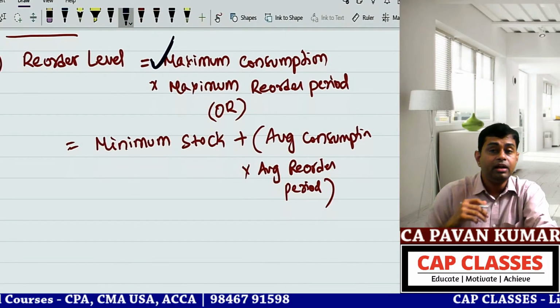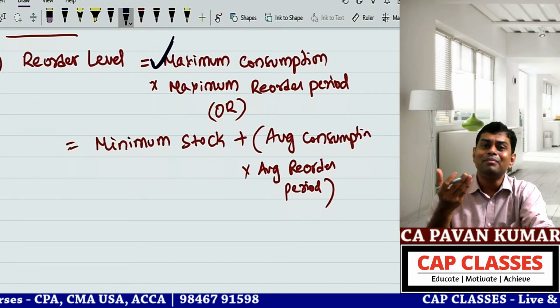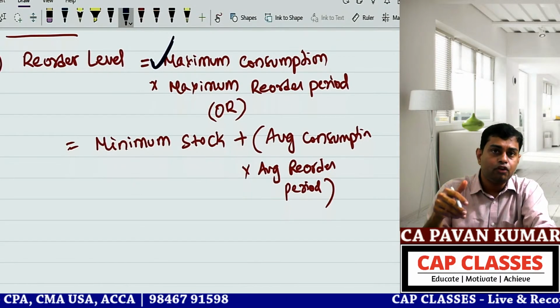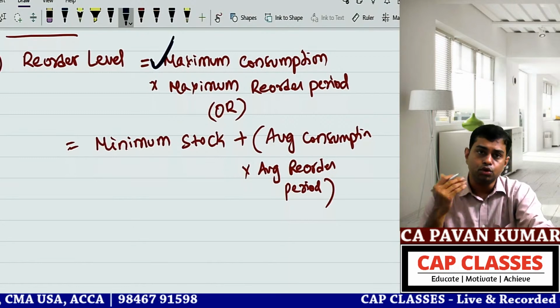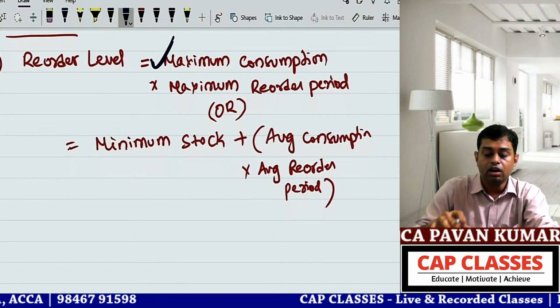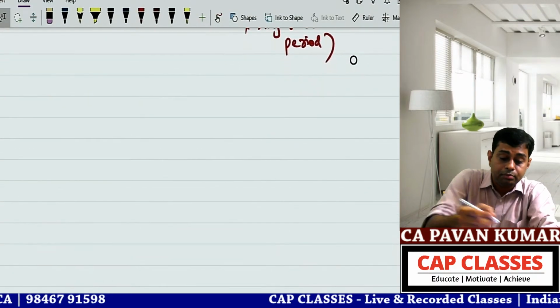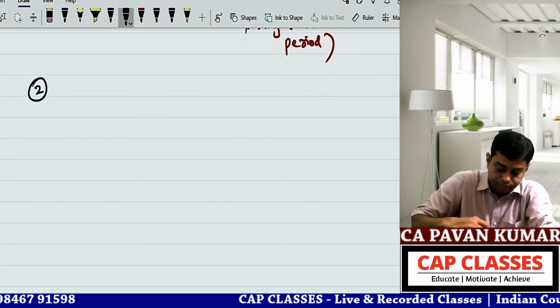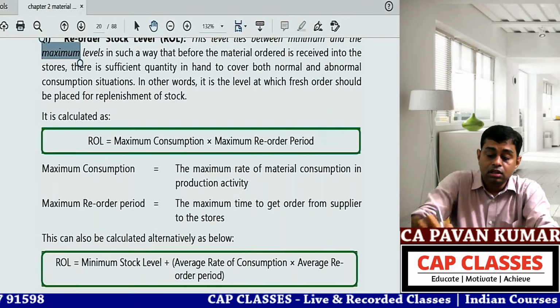There are two formulae. Okay, you will not get the same answer. Whether you apply formula 1 or formula 2, you need not get the same answer. You might get different answers. But normally we take maximum into maximum. Reorder level, we will take maximum into maximum. Formula 2.